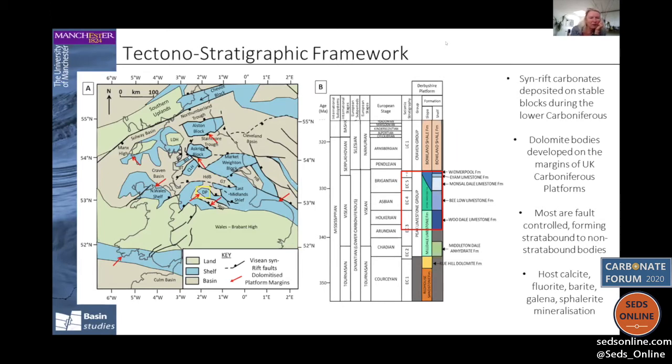We have one from Mumtaz who says, great job, Catherine. Can you explain your D2 phase showing depleted delta 13C? Do you have petrographic evidence to support these depleted values?